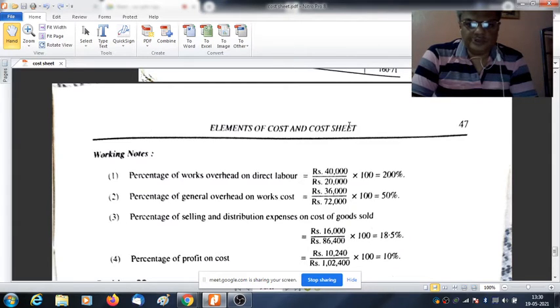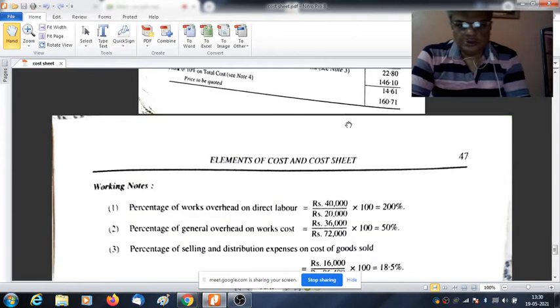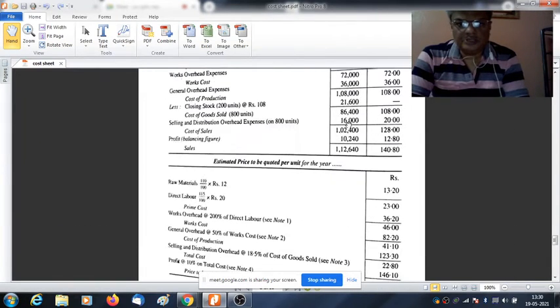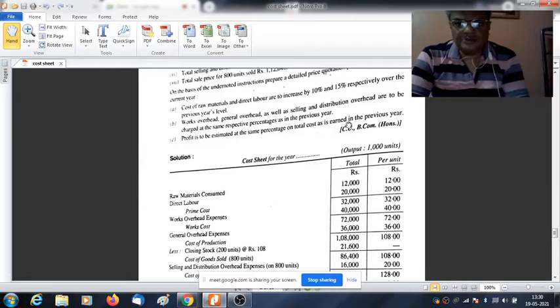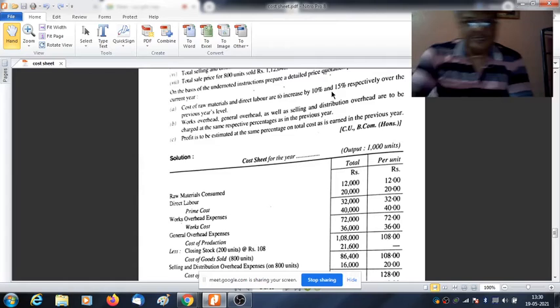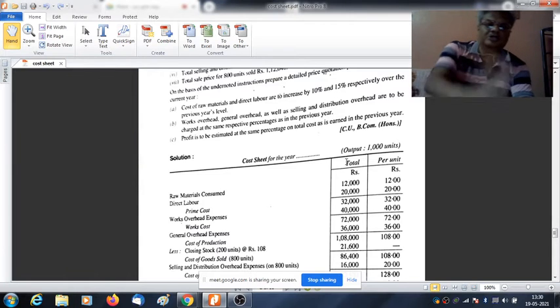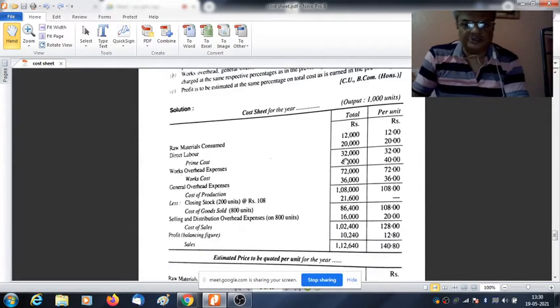Any question up to this? Now see the problem. Calculate the prime cost. See what is given. The first part given is the cost of raw material and direct labor. These are expected to increase by how much? 10% and 15% over the previous year level. This is the previous year level, and this will increase by 10% and 15%.